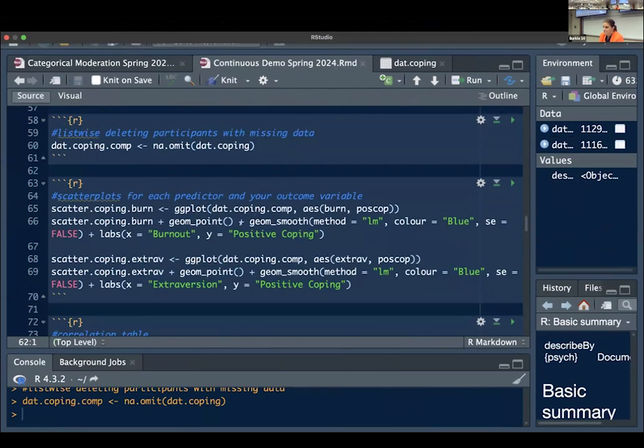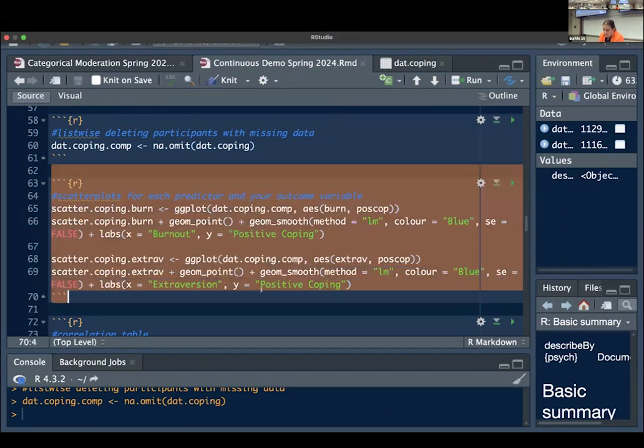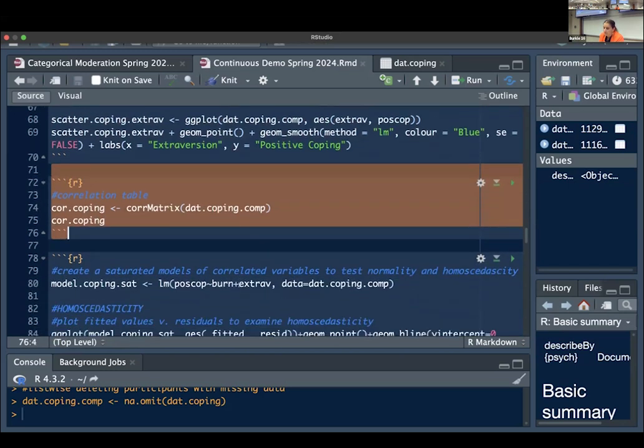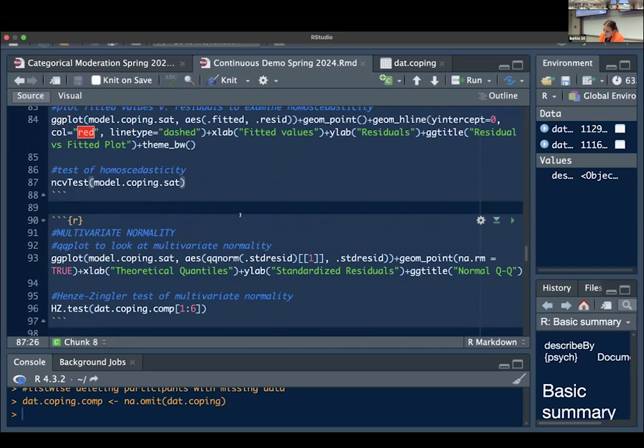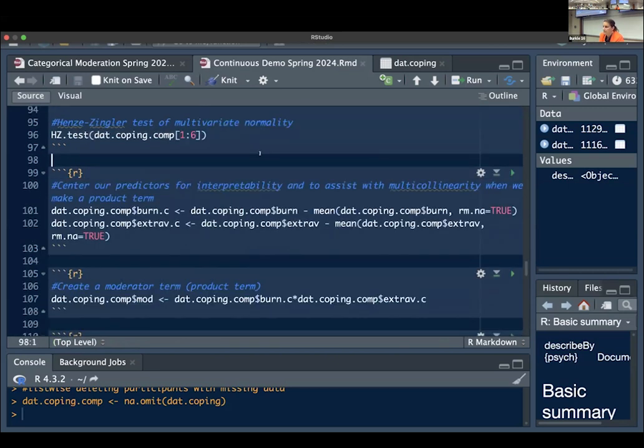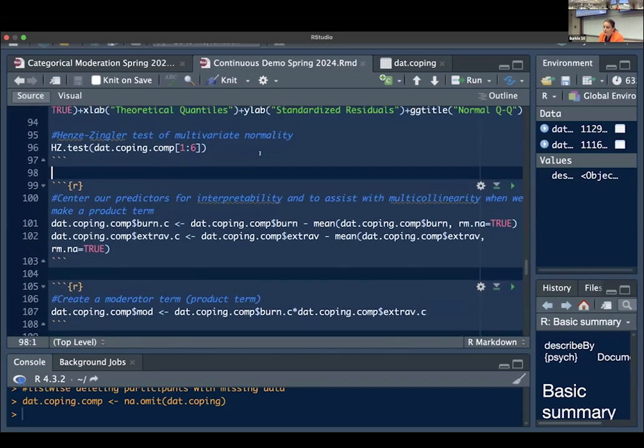For the sake of time, I'm going to skip our assumptions because they are the exact same code that we have been running for simple regression and multiple regression. Scatter plots between your predictors and outcomes, correlation tables, homoscedasticity, fitted residual plot, Breusch-Pagan test, multivariate normality. That's it. Same as always. Got it? All right.